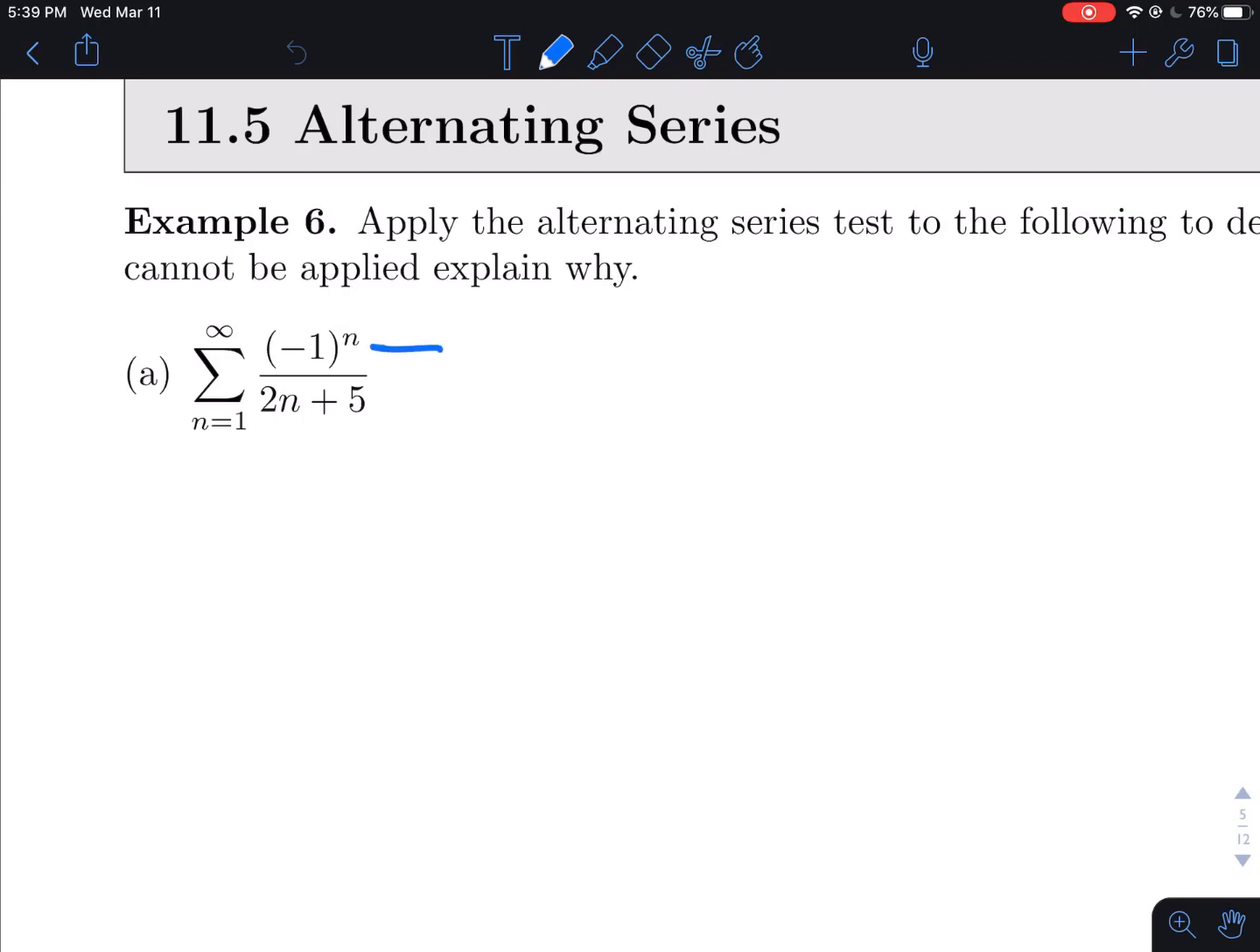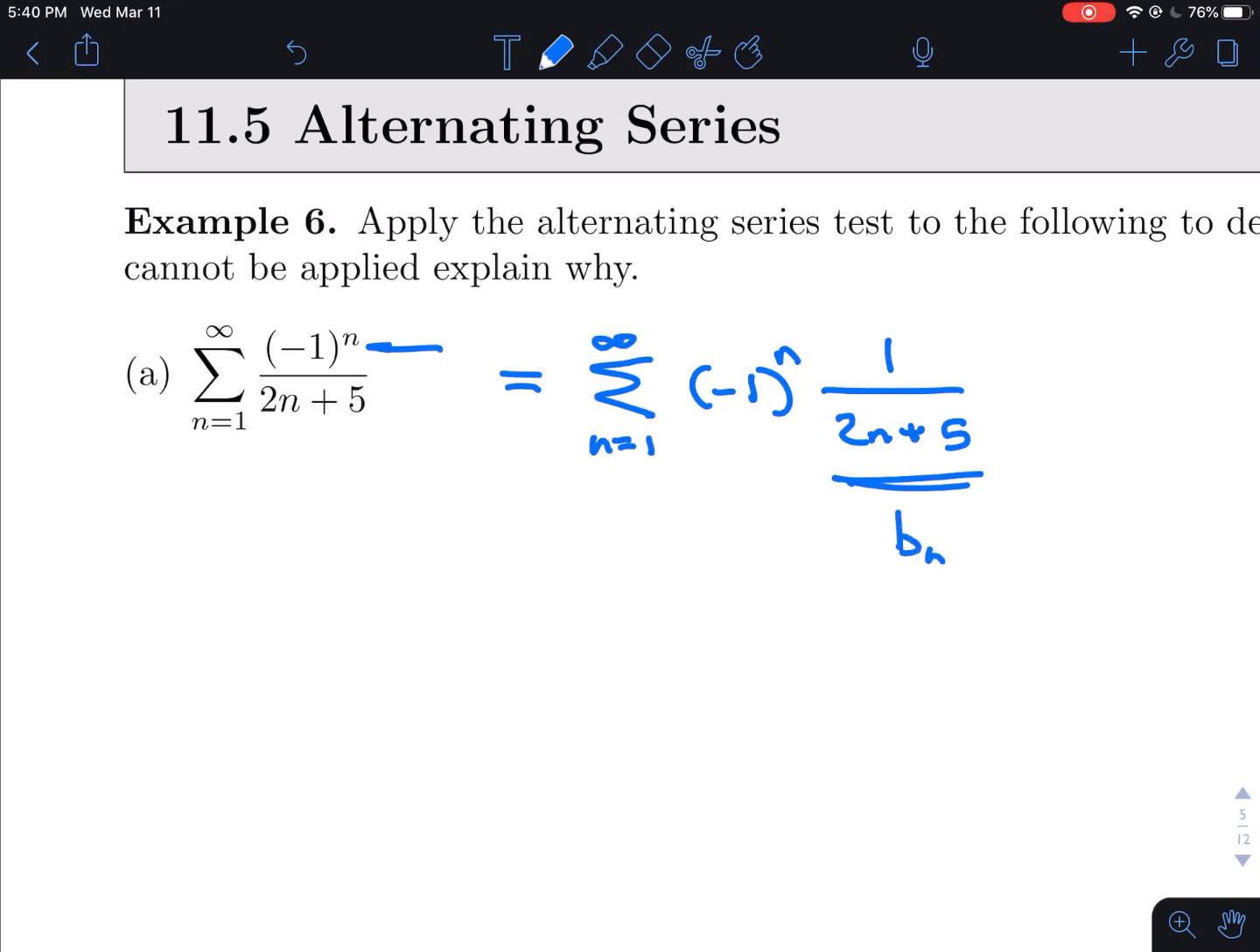We see that there is an alternating piece, that's great, and so we probably want to go ahead and remove this alternating piece, or just focus on these b sub n's, the solely positive piece. So let me go ahead and write, I'm going to say equals, and I'm just going to do a quick rewrite here to just isolate these positive pieces. So this is going to be 1 over 2n plus 5. All right, so that right there, these are our b sub n's.